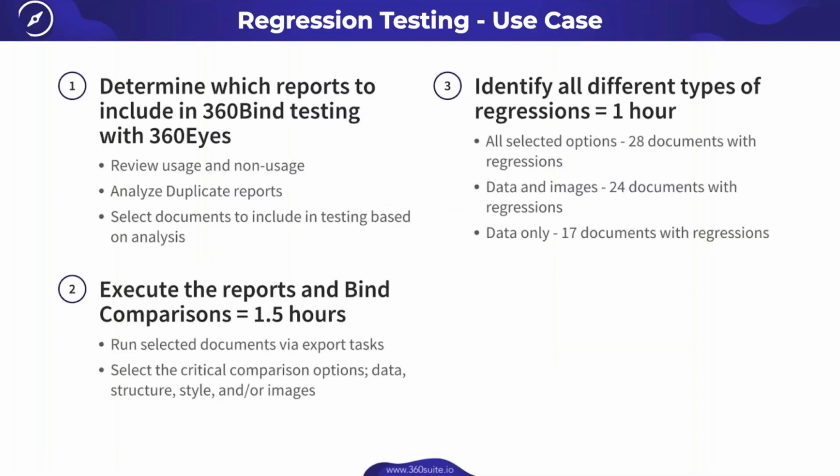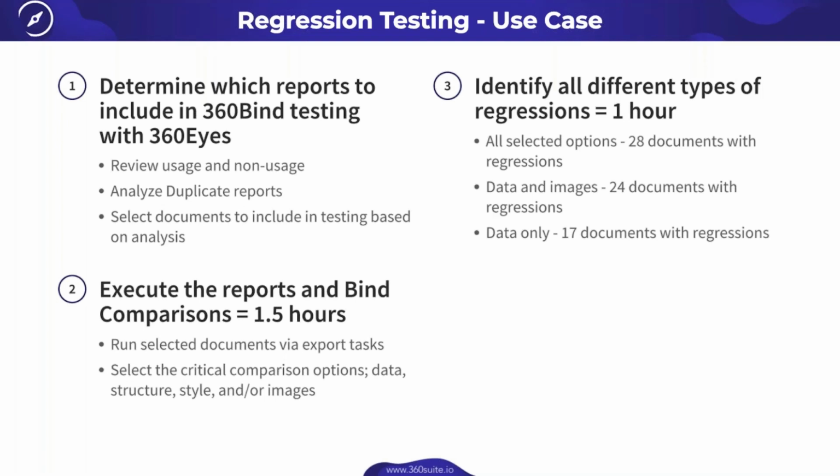Yeah, so first what they did was determine which reports they wanted to include in their testing. So they had 12,000 documents. Obviously, you're not going to test all 12,000. So 360Eyes is very useful. That extracts all the metadata, all the usage information about what's being used, what's not being used. So they used Eyes to determine which reports are most frequently used.